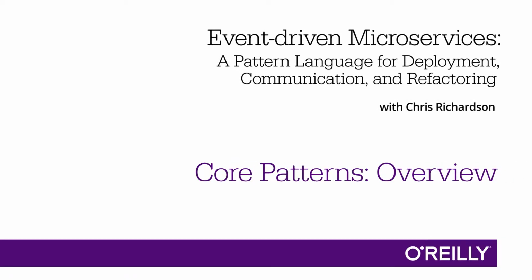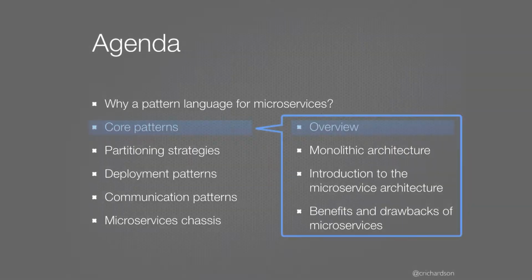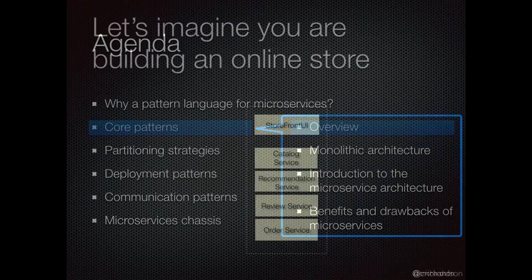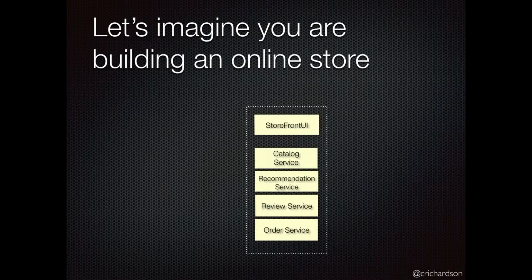In this segment, I'm going to provide an overview of the motivations behind the core patterns in the pattern language, namely the monolithic architecture and the microservice architecture. So let's imagine that you're building an online store. You're probably going to have an architecture that looks something like this. There's going to be layers, and within layers, there's going to be modules.